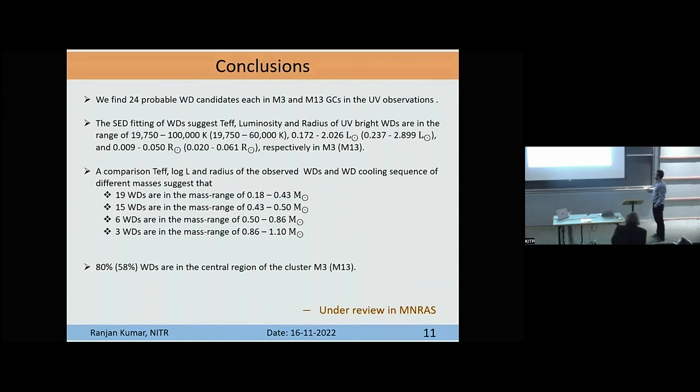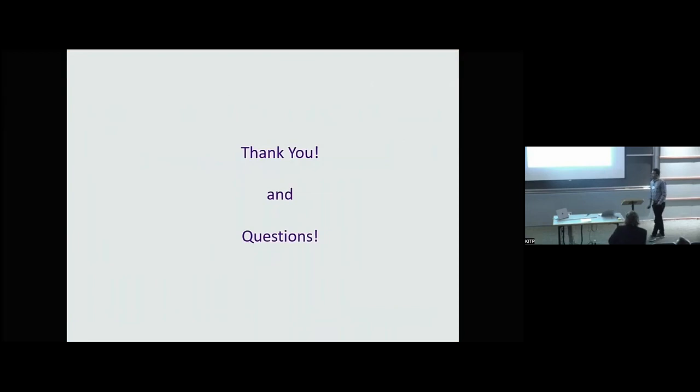From a comparison with cooling sequences, we found that 19 white dwarfs are in the mass range of 0.18 to 0.43, 15 are in the range of 0.43 to 0.50, 6 are in the mass range of 0.5 to 0.86, and 3 are in the range of 0.86 to 1.10. So these results are under review in MNRAS. Thank you all, and I would like to take questions.